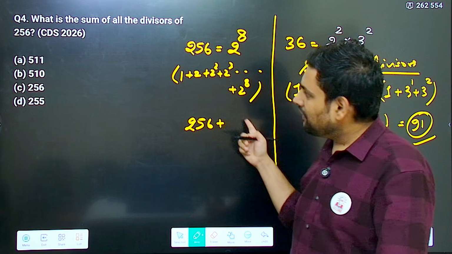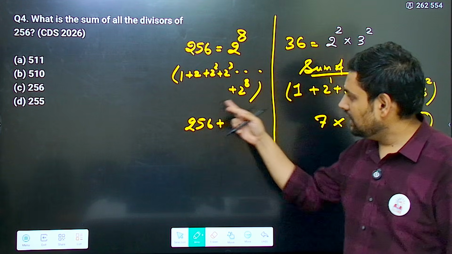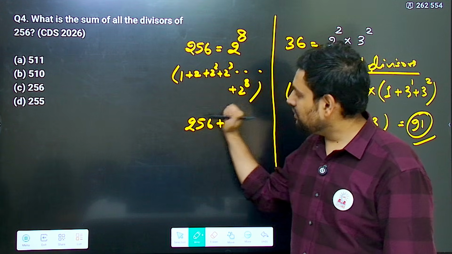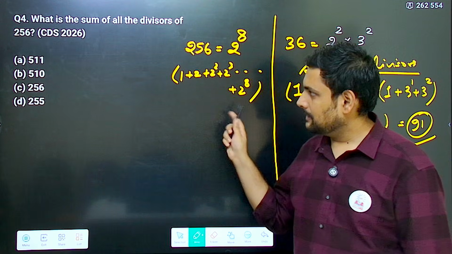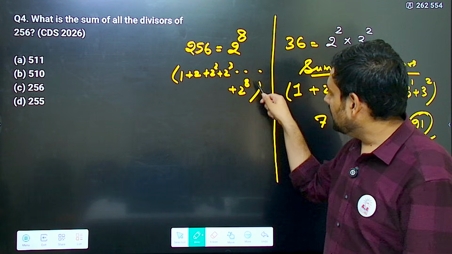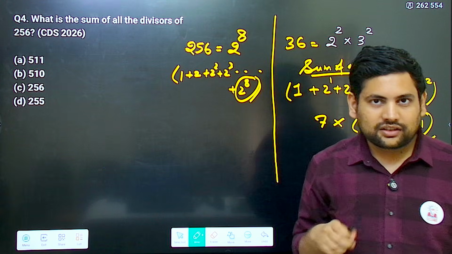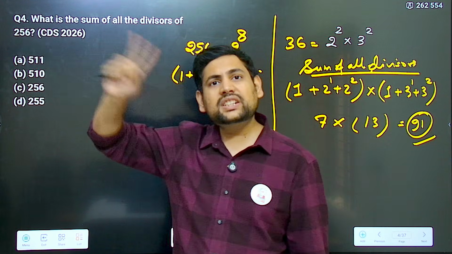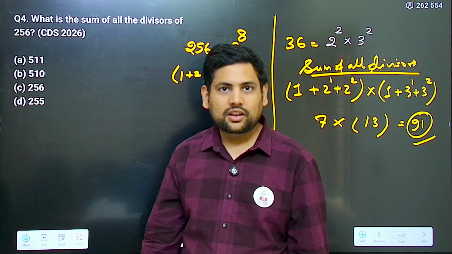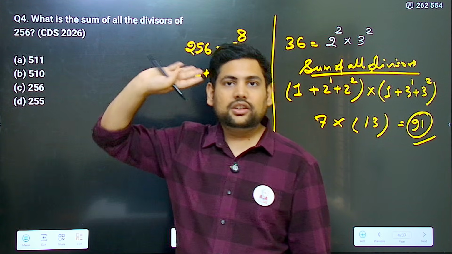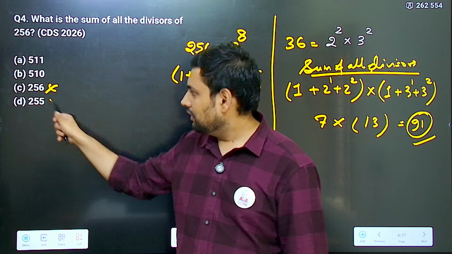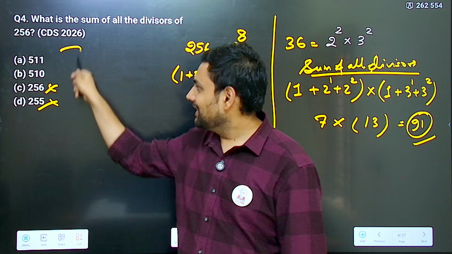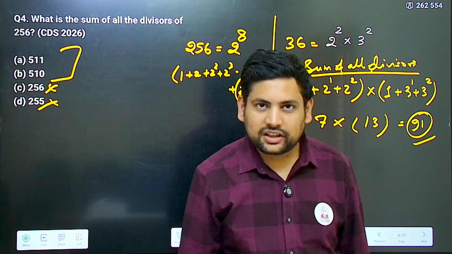Now, if I have to add other numbers, see how I do it much faster using the options. First thing you see is 2 power 8 will be added, correct? Even if you didn't know the formula, you know that one divisor is 256 itself. So it must be greater than 256. Now you are chasing these two options, 510 and 511.